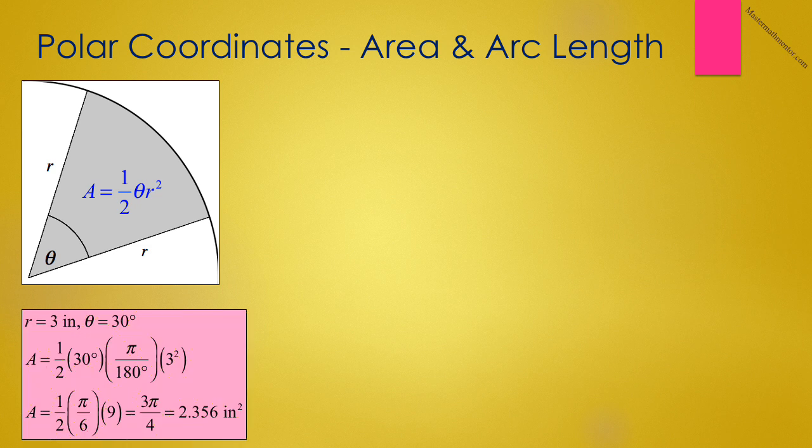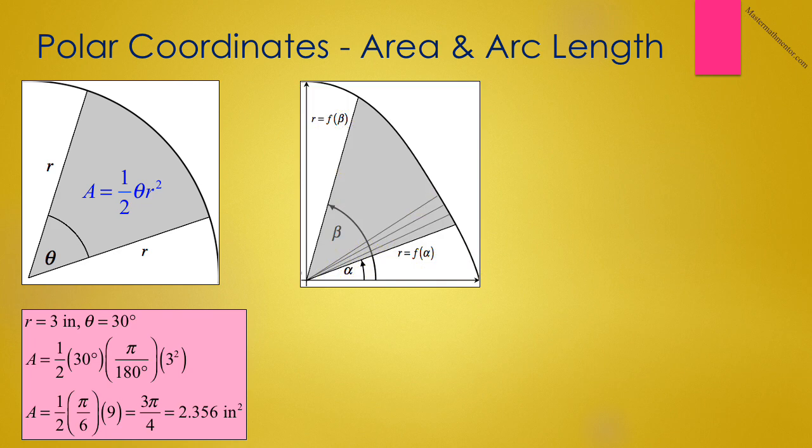So suppose r is 3 inches and theta is equal to 30 degrees. Our area is 1/2 of 30 degrees times pi over 180 degrees times 3 squared. We are multiplying by pi over 180 to convert the 30 degrees to radians. And we get A is equal to 1/2 pi over 6 times 9, which is equal to 3 pi over 4, and that is 2.356 measured in square inches.